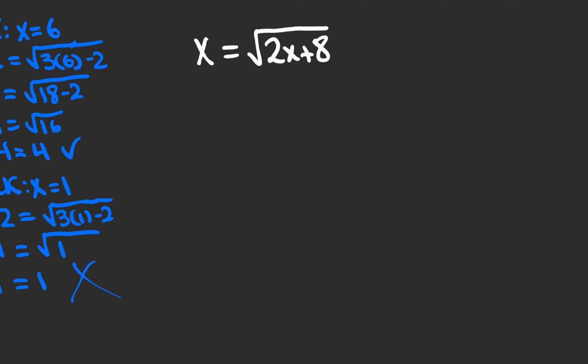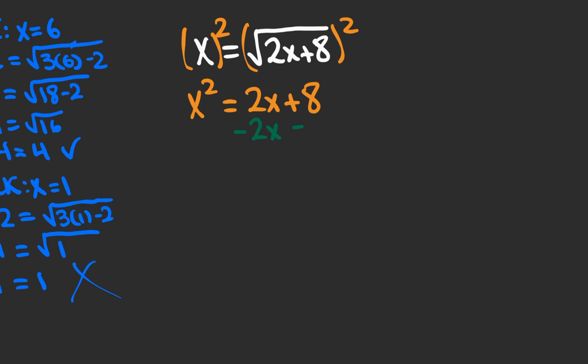So for this one, my first step is to square both sides. This will leave me with x squared is equal to 2x plus 8. Then I will move all the terms to the side that contains the x squared, in this case, the left side. So minus 2x minus 8, minus 2x minus 8. This will leave me with x squared minus 2x minus 8 is equal to 0.